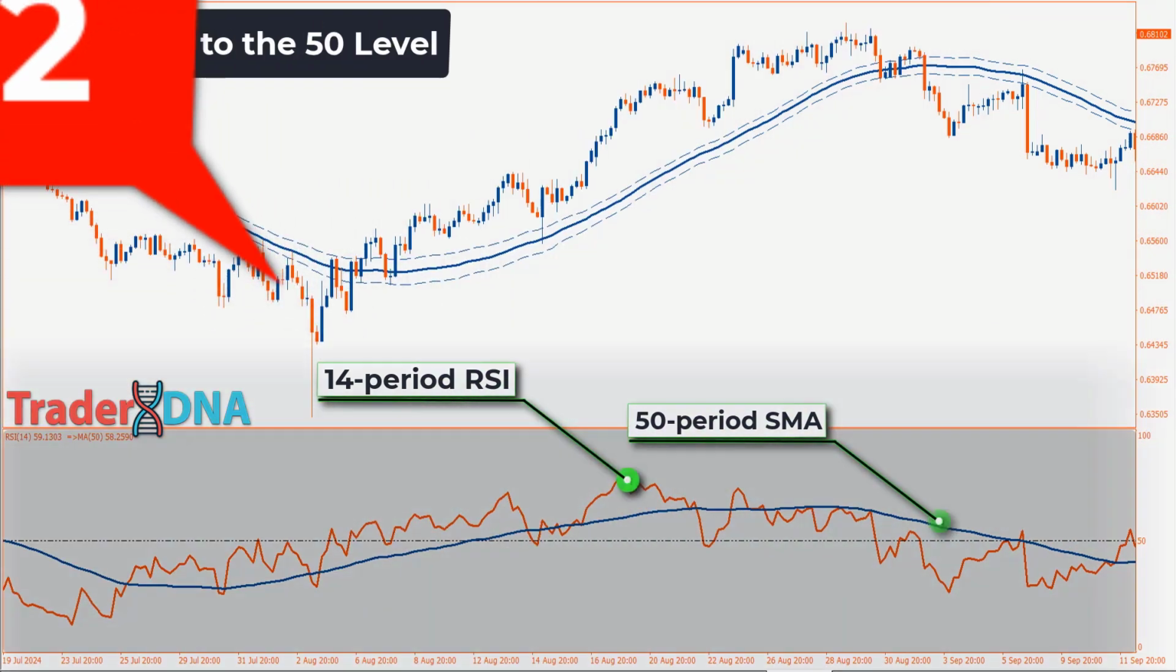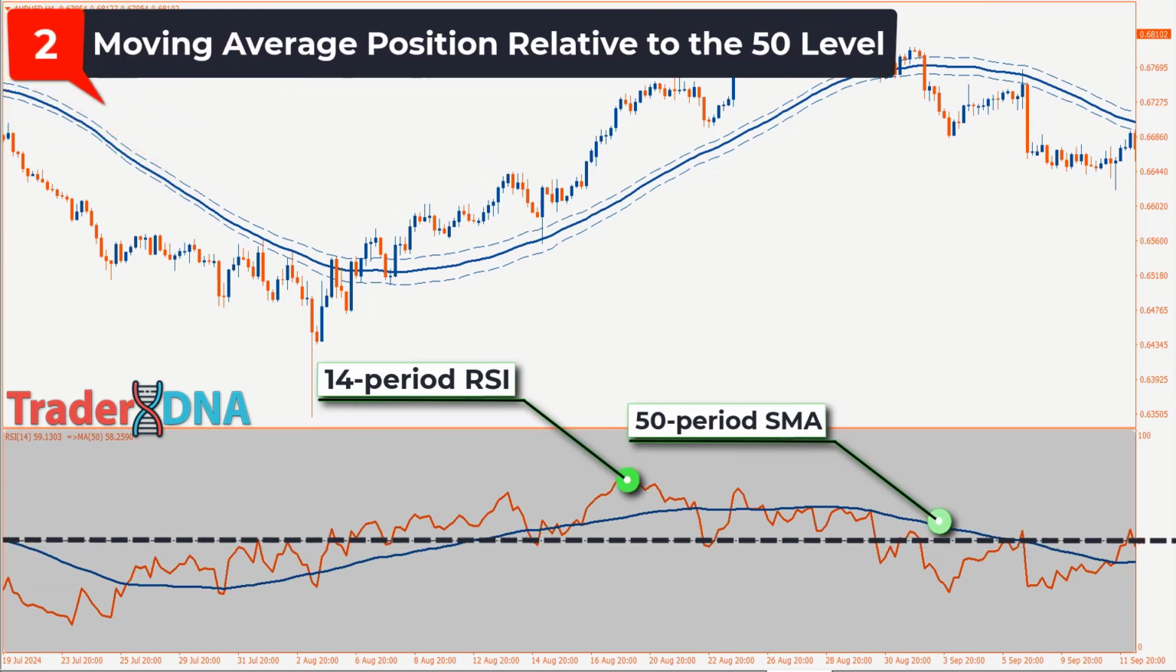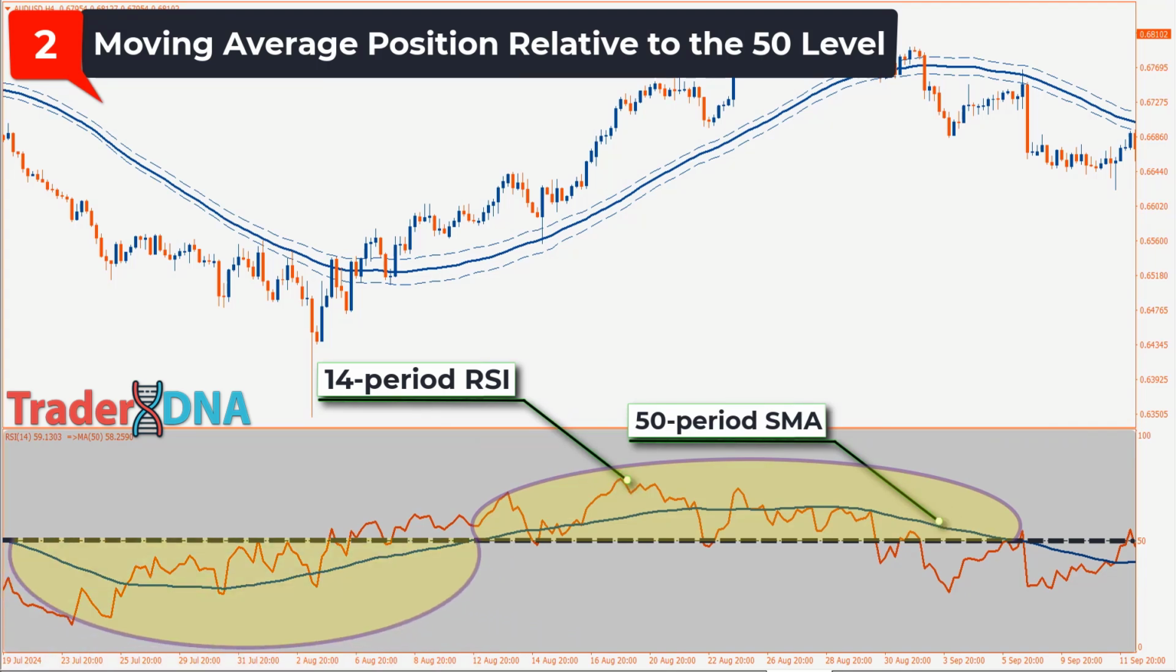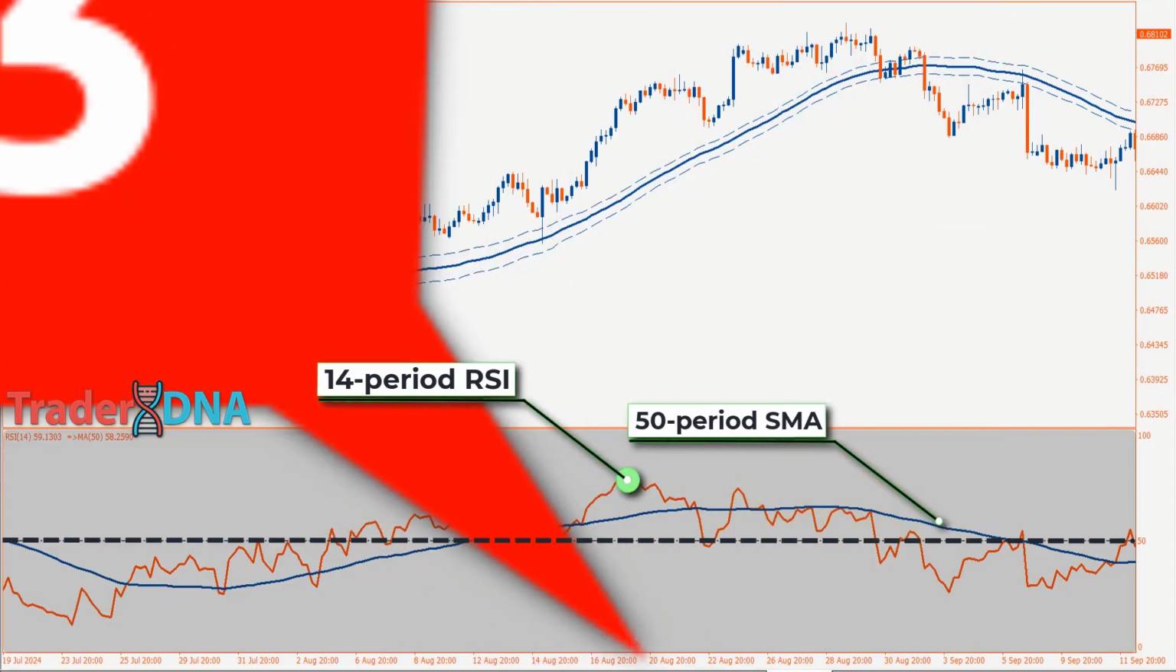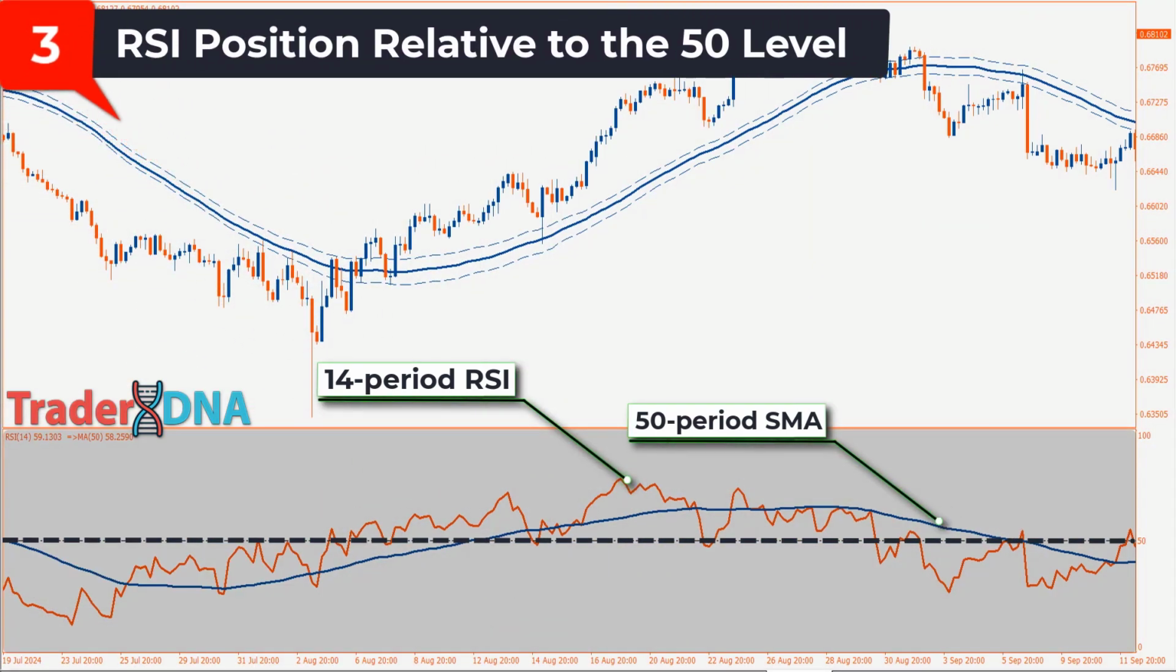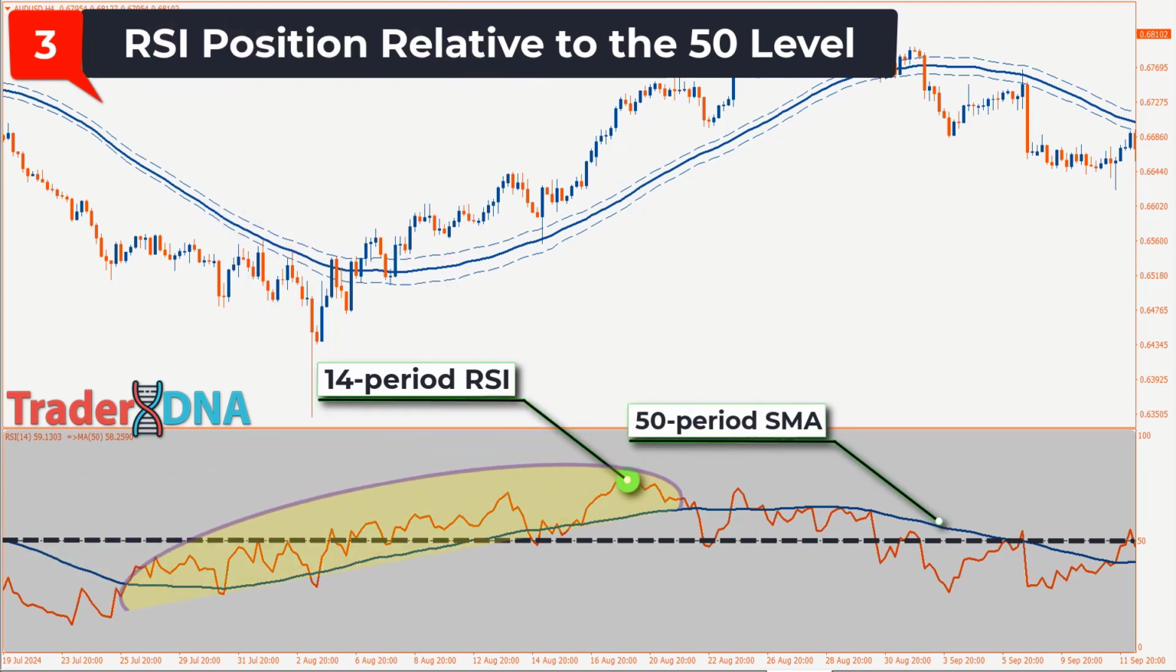Second, moving average position relative to the 50 level. If the moving average line is above the 50 level, the market is trending bullish. If it's below the 50 level, then the market is bearish. Third, RSI position relative to the 50 level. If the RSI line is above the 50 level, the market is in a bullish trend. If the RSI line is below the 50 level, it signals a bearish condition.